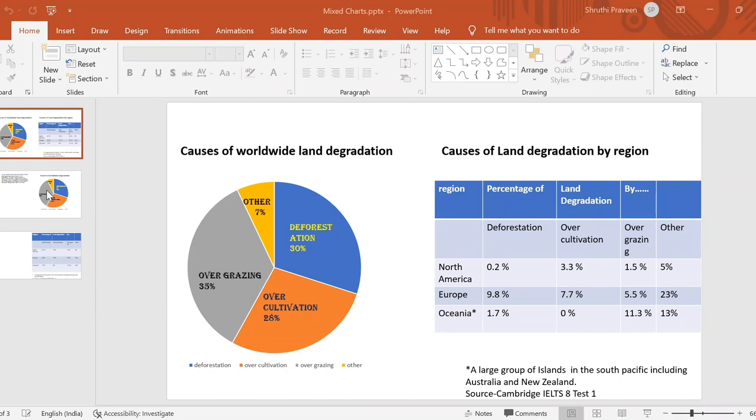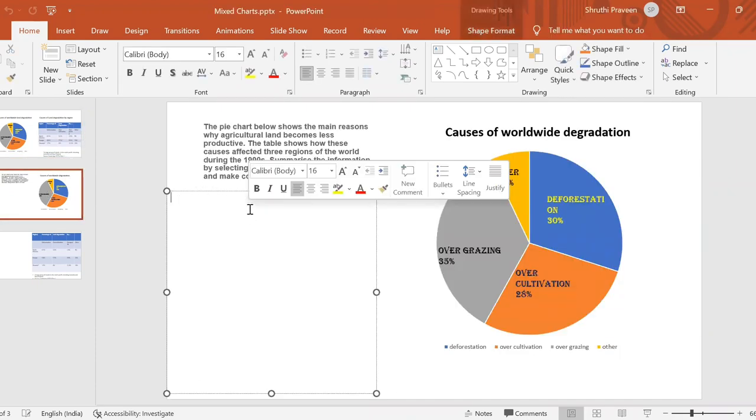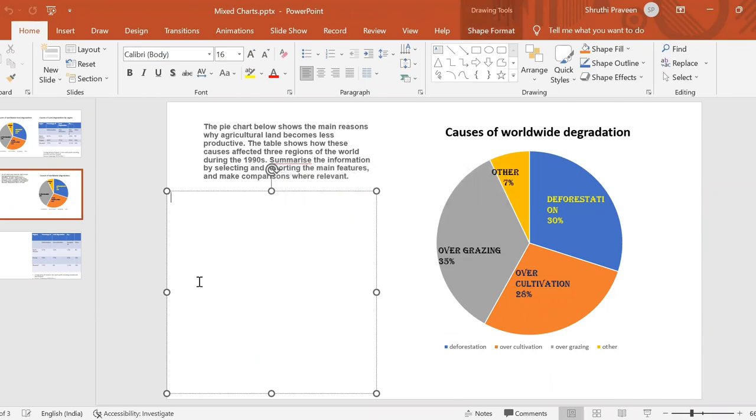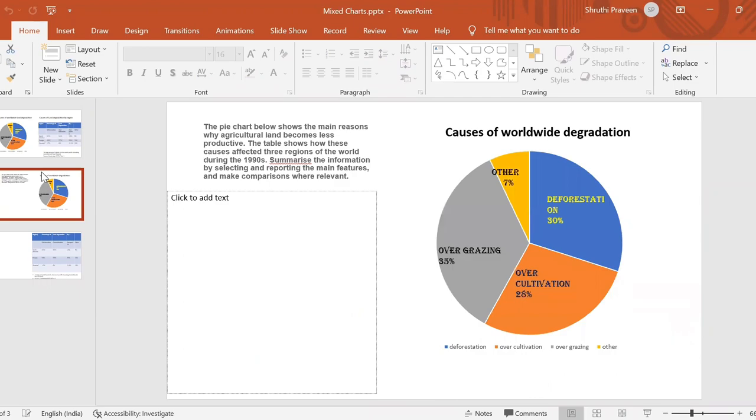In a mixed chart, it's very easy. The first paragraph will always be the paraphrase of the question. The second will be the overall. Third, you can compare the data of the pie chart. And fourth, you can write about the table. As in every task one, it's report writing, so do not write all the details. Compare and contrast, or write only the key features.